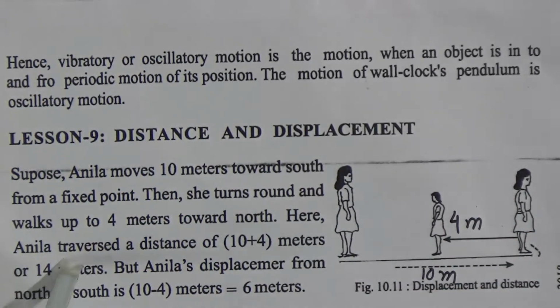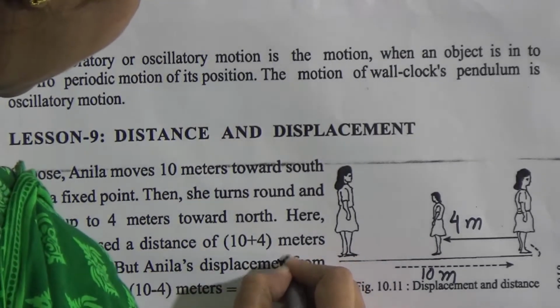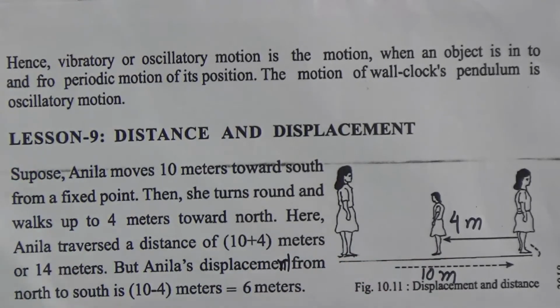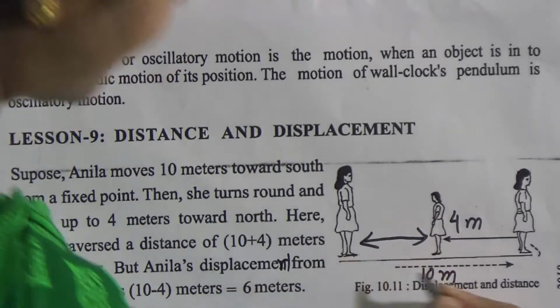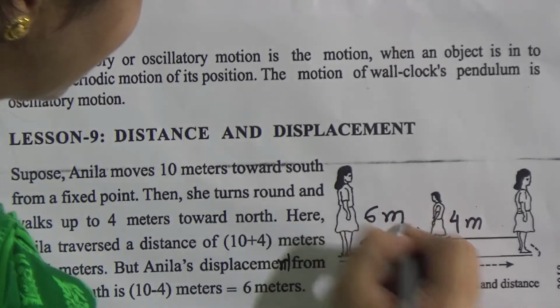That means Anila travelled a distance of 10 plus 4 meters, that means 14 meters. But Anila's displacement, that will be displacement from north to south, is 10 minus 4, that means only 6 meters. That means this one is the displacement. This is 6 meters.